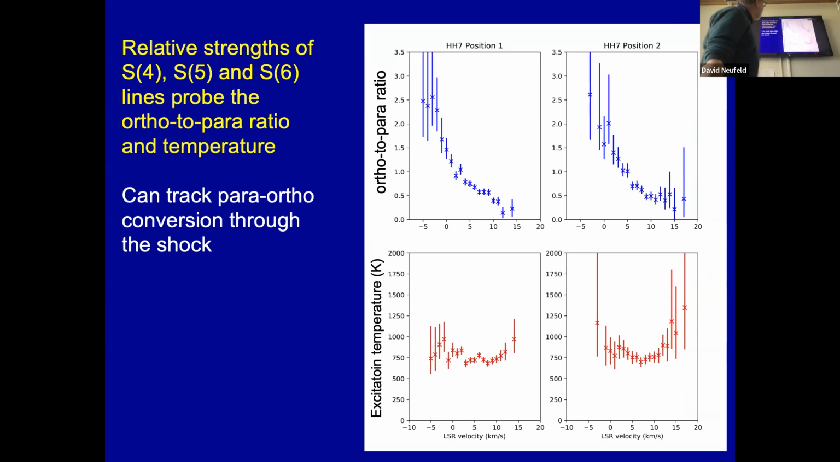And then there's another way of presenting this where, as a function of the velocity, we fit the ortho to para ratio and the temperature. And again, you can see it starts out at some very low number and then rises up towards 3 at the more blue shifted velocities, which we would say are the gas that's further behind the shock front.